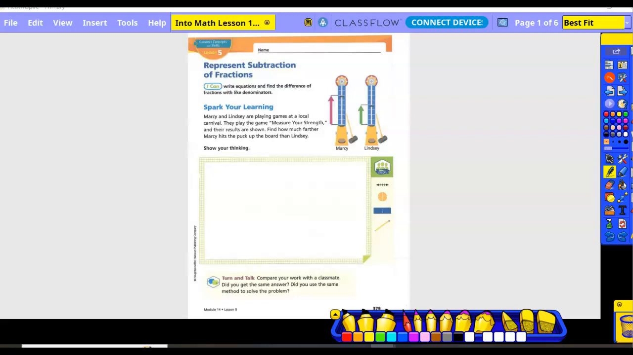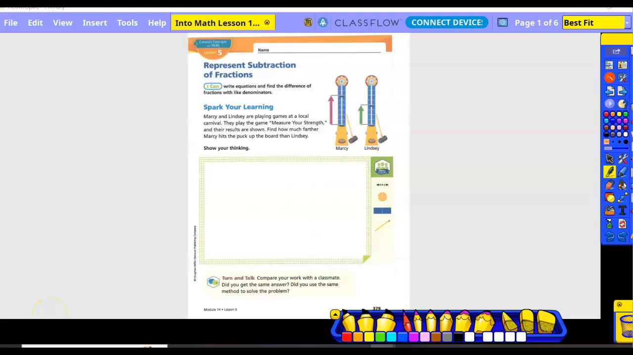Fourth grade math lesson 14.5 represents subtraction of fractions. I can write equations and find the difference of fractions with like denominators. So what we talked about, guys, in order to add or subtract, you have to have what? A common denominator. Okay.